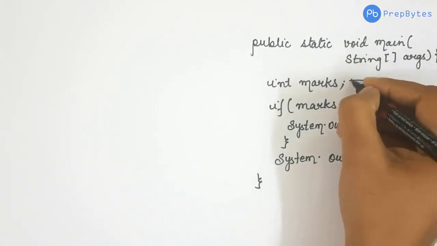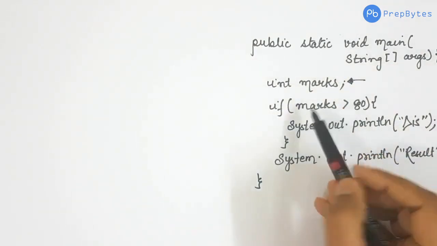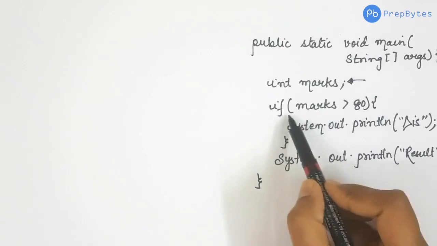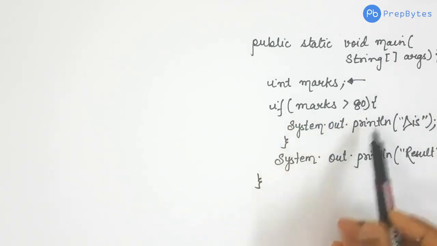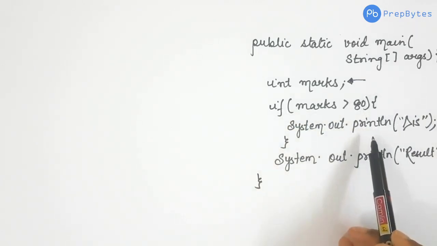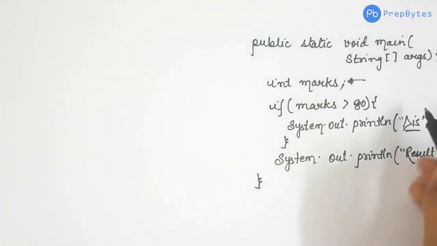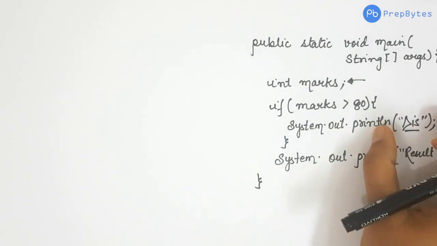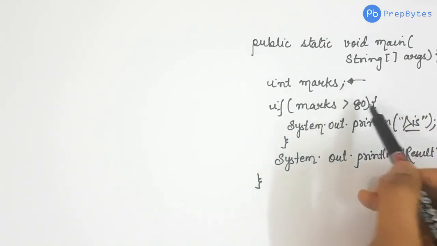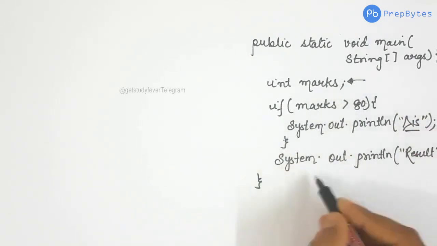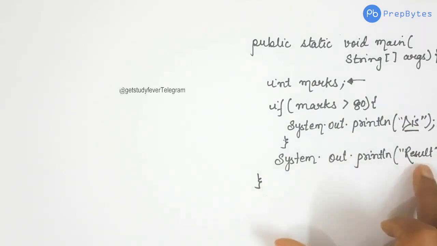I have taken a marks variable and I have written an if condition that if marks is greater than 80, system.out.println, for that matter print dis, the short form of distinction. Let's say this is distinction. So I print distinction. And after this if block, I have a statement to print result.